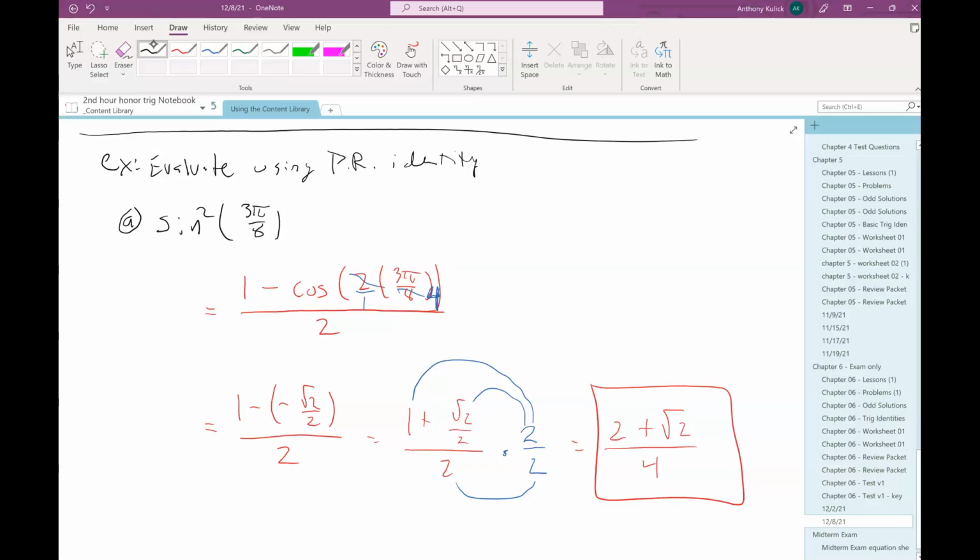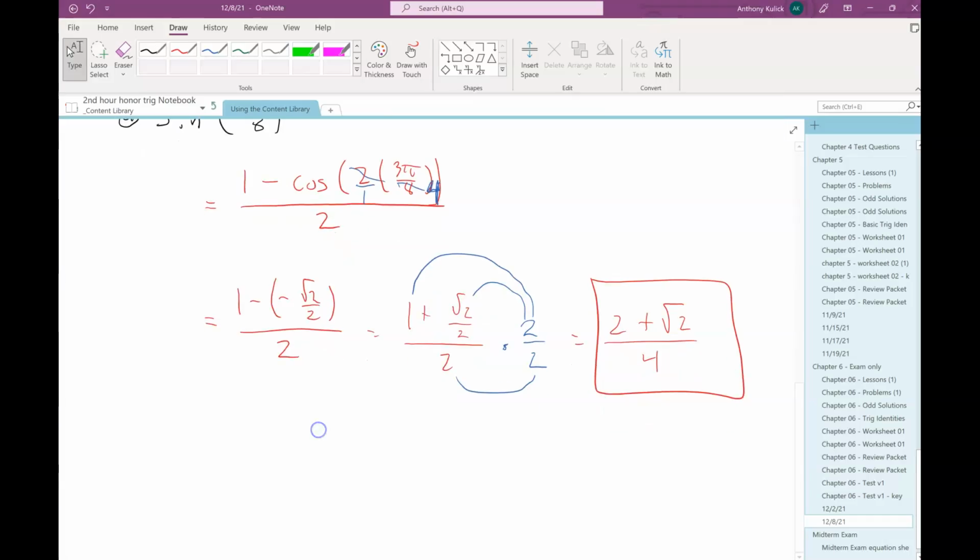That look okay to you guys? So hard as I could probably make it would be doing something like this. What if we did cotangent squared of negative 165?